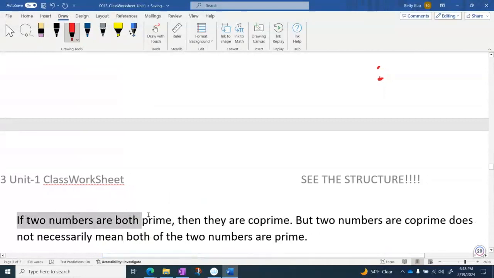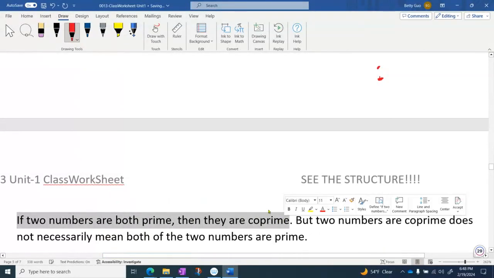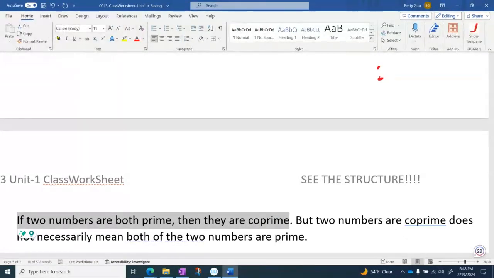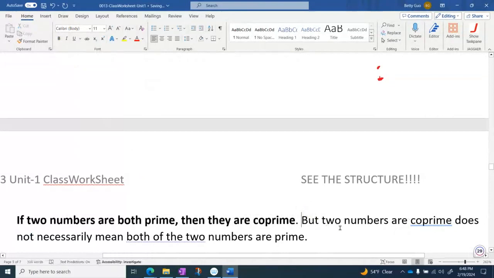If two numbers are both prime, then they are coprime. GCF is 1. Please have those in your note, because we're going to use them in later chapters. If two numbers are both prime, like 3 and 5, then they are definitely coprime. GCF is 1.